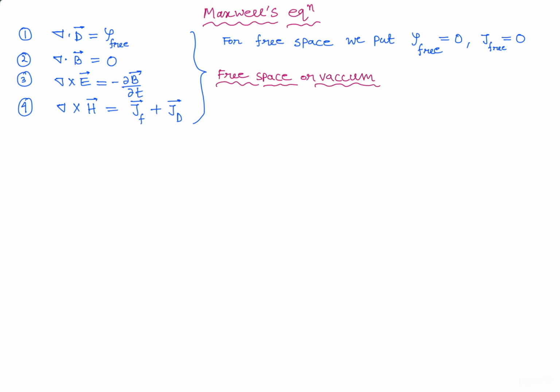First one, divergence of D equal to 0. Number 2, divergence of B equal to 0. Number 3, curl of E equal to minus del B del t. Number 4, curl of H equal to J D.